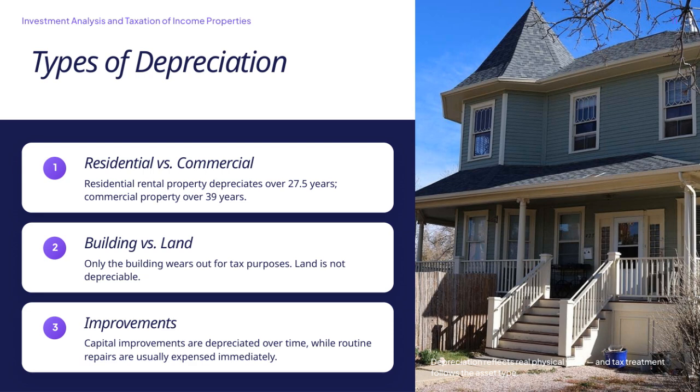Capital improvements, like adding a new roof or remodeling, are depreciated over time, reflecting their long-term value. Routine repairs, on the other hand, such as fixing a leak or painting walls, are usually expensed right away. This distinction is key because it influences both the tax deductions you can take and how your investment's value is calculated over the years. Overall, depreciation mirrors the real physical wear and tear of the property, and tax rules are designed to follow the type of asset you're dealing with. Understanding these types of depreciation helps you better analyze your investment and its income potential.